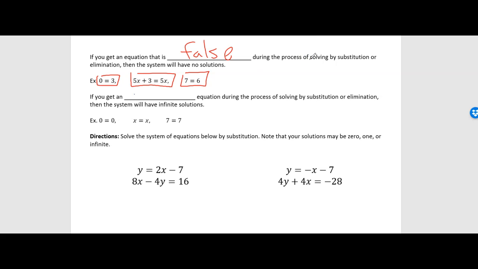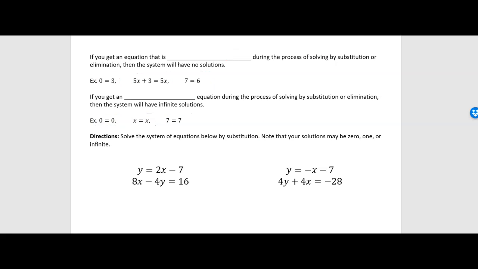On the contrary, if we get an identity, then our system will have infinite solutions. So something like 0 equals 0, x equals x, or 7 equals 7. So let's look at a couple of examples and see if they fall into one of these categories or not.